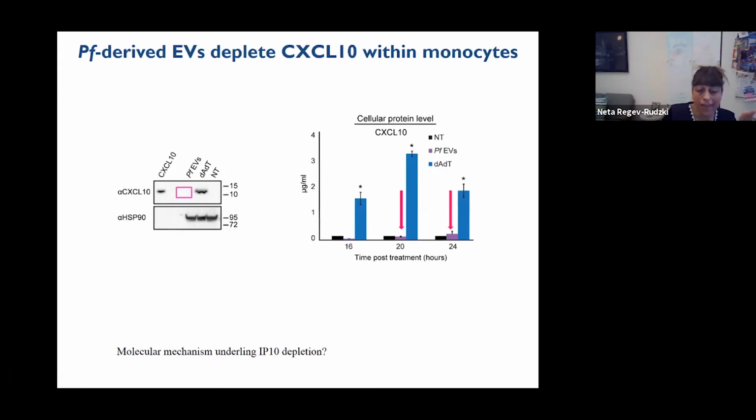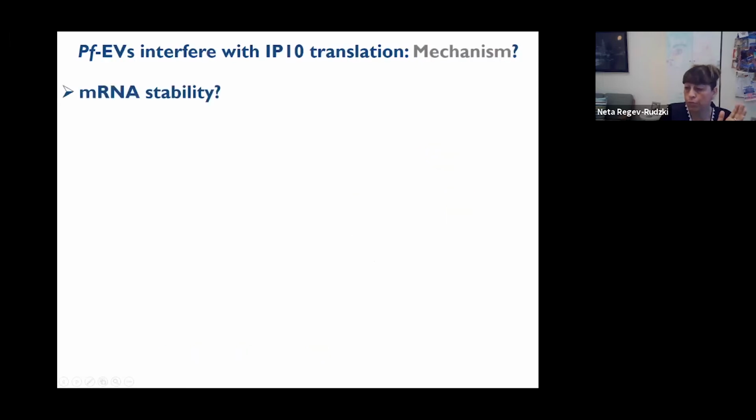We took many different directions, and I'm not going to present all of them today, but just some. For instance, we asked, maybe it's related to the stability of the RNA. The vesicles come in, something happens, and IP10 mRNA is not stable enough, and that's why we cannot detect any protein. So we tested that, and that turned out not to be the case. The RNA is relatively stable.